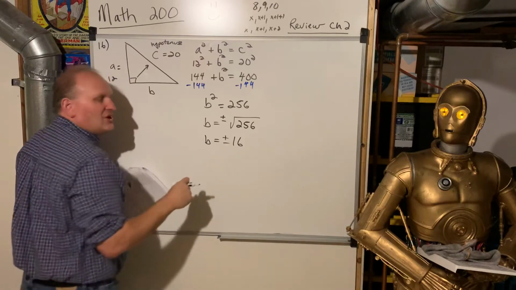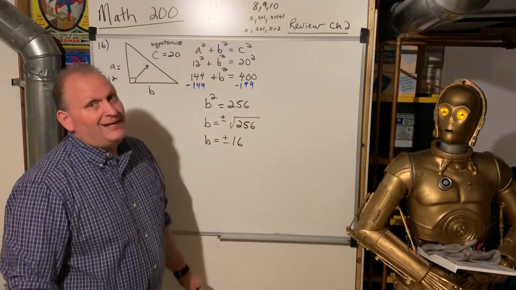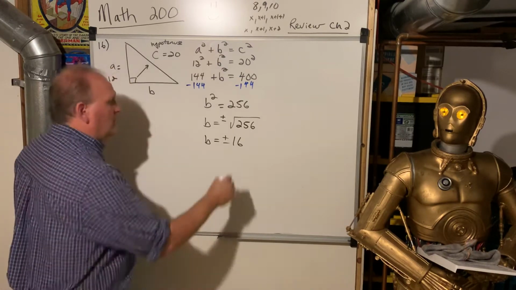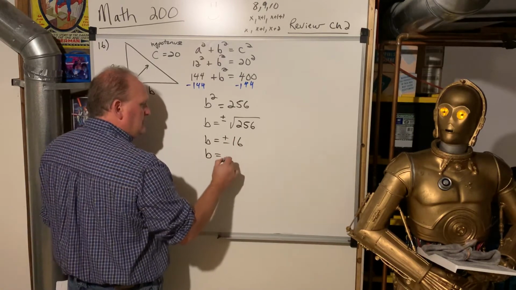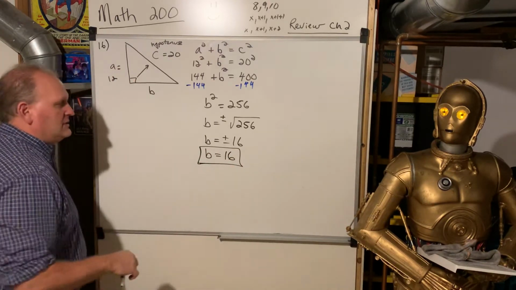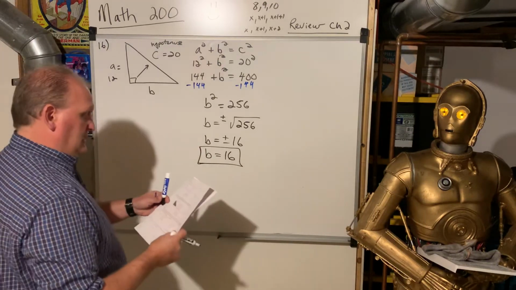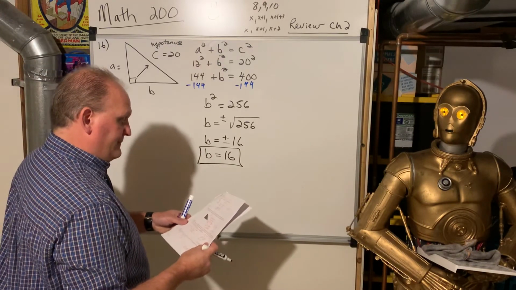So that's called a domain restriction, meaning if you start the problem and say, yeah, but your answer can't be negative, well, you've just restricted what's allowed for x, or in this case, b. So we throw away the negative, and b is equal to 16. All right.